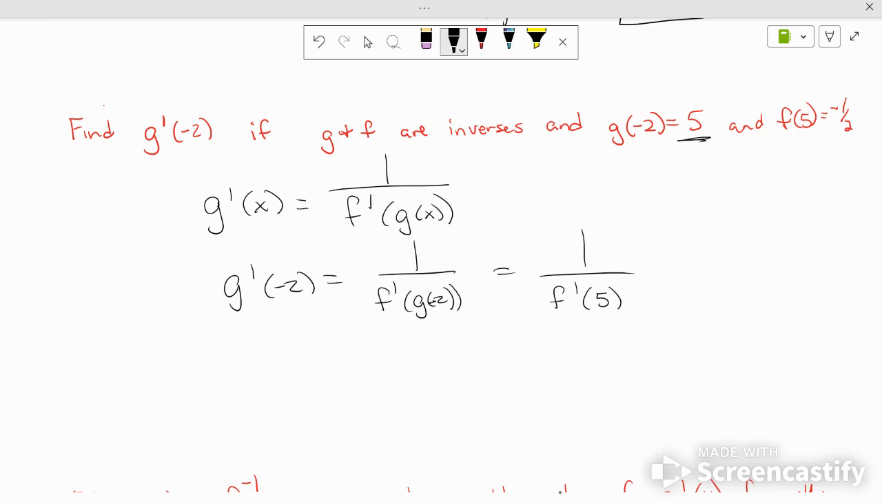I bet this is supposed to say the first derivative. Let's pretend it says that. What's the first derivative at 5? -1/2. So it's 1 over -1/2, which is -2. Yeah, that's what it'll say. So I just forgot the first derivative mark there. Okay? We good with that?